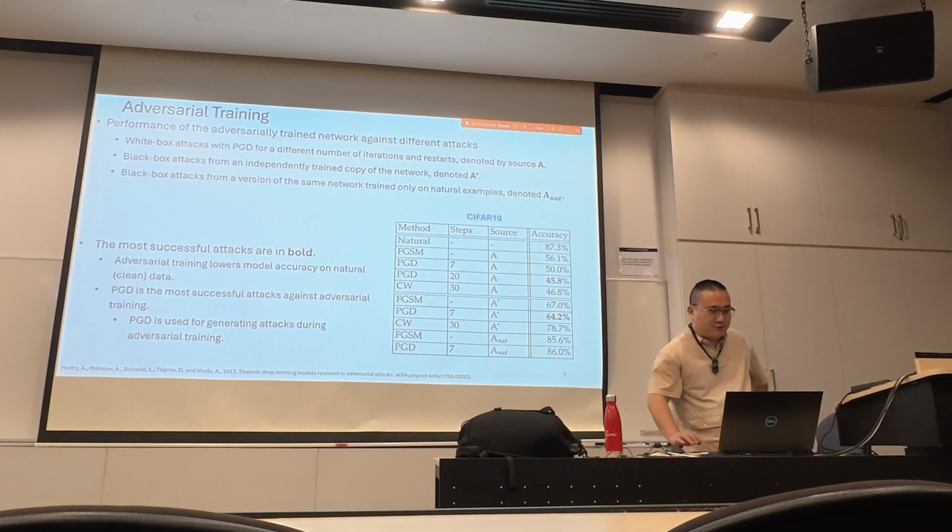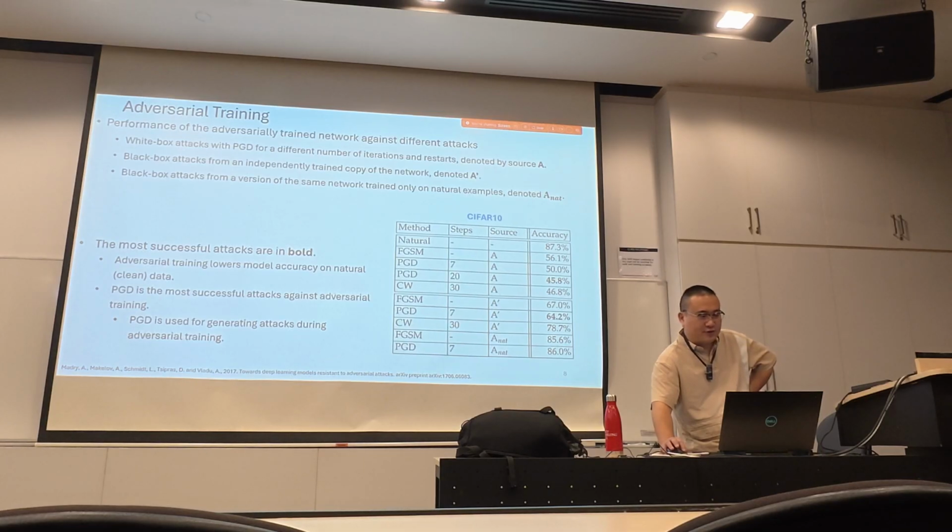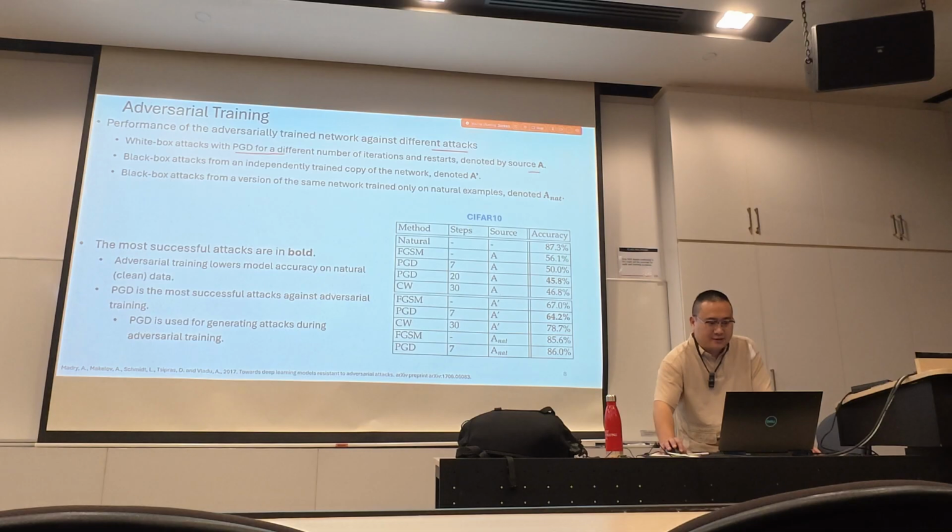So let's see more results. Let's see the performance of the thoroughly trained network against different attacks. Here we have a different setup. We have the white box attacks with PGD for different numbers of iterations, and we denote the results by A.